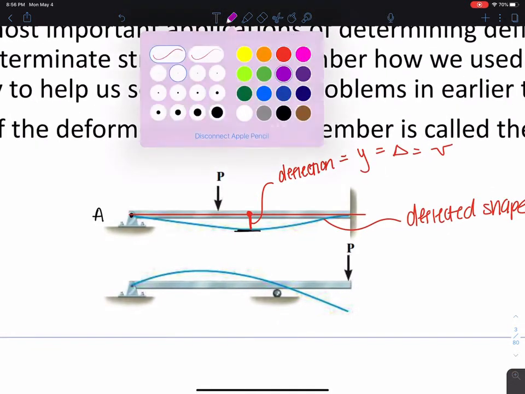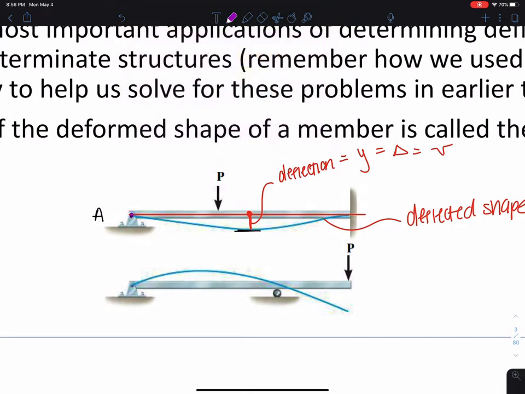Now, in terms of rotation, let's look at the rotation at point A. How do we figure out the rotation? Well, we draw a tangent line to the deflected shape at that point, and we see that there's some angle it has changed by relative to the original shape, and this angle theta is the rotation.